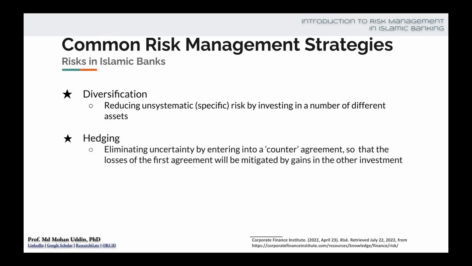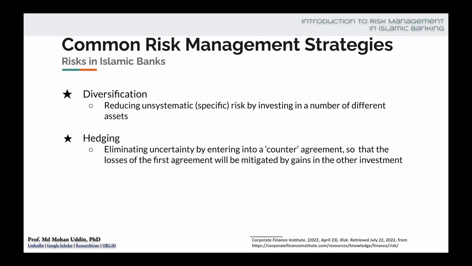Another way is hedging. Hedging means eliminating uncertainty by entering into a counter agreement, some kind of counter agreement, so that the loss of the first agreement will be mitigated by gain in the other investment. So in that case, you can understand that if you want to eliminate or reduce the risk of one asset, you have to invest in another asset having opposite characteristics, so that the loss of the first asset will be mitigated by the gain of the second one.